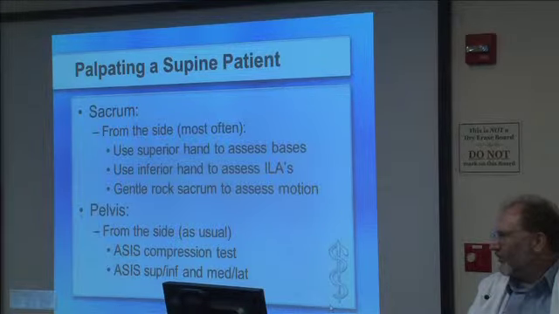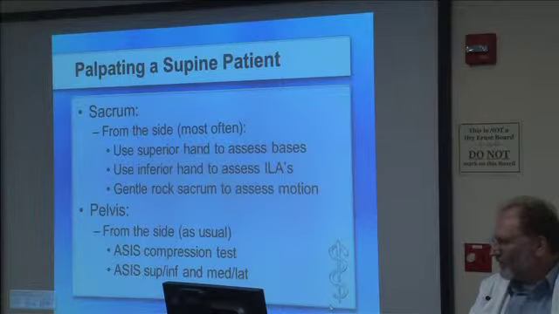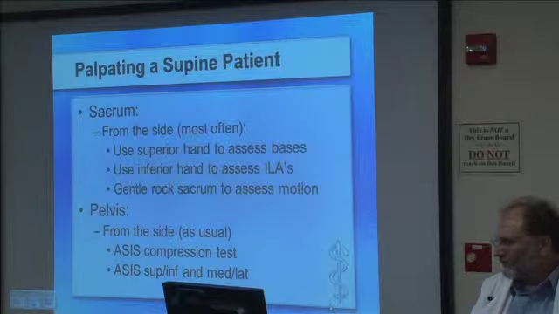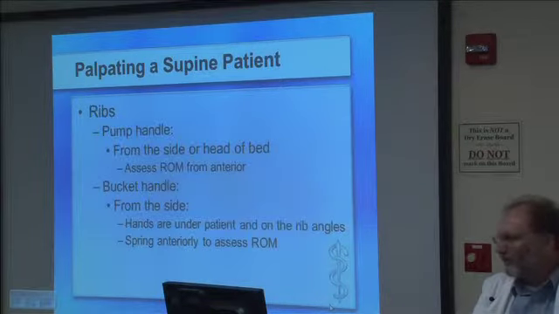It's a little hard when you're on a bed because the bed likes to give, but if you get it to the barrier, you can assess it and figure out where it doesn't like to go, whether there's some restriction, and then just give it your best shot. Oftentimes we use more of a motion testing, kind of a twisting motion. Ribs, very easy to assess.